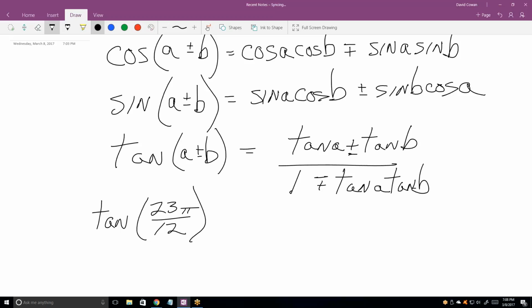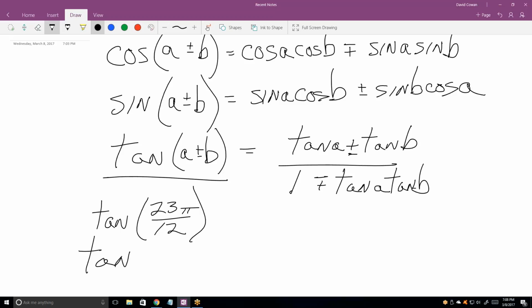Now notice that that's not a common angle, but it is an angle that's in the unit circle. In other words, the unit circle goes up to 2 pi, which is 24 pi over 12. So we're barely inside the unit circle. Okay? So we want to break this up into the sum of two angles or the difference of two angles so that I can write it like that. Well, what two angles are going to add to 23 pi over 12?